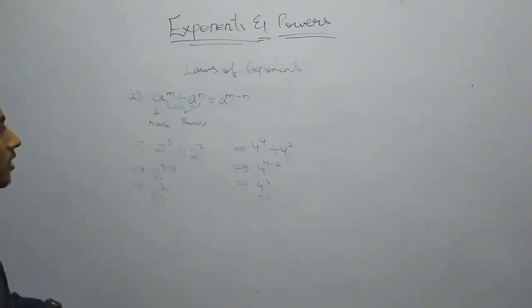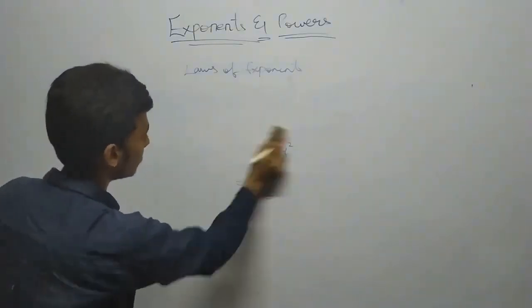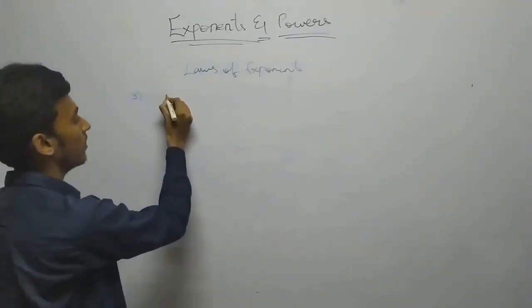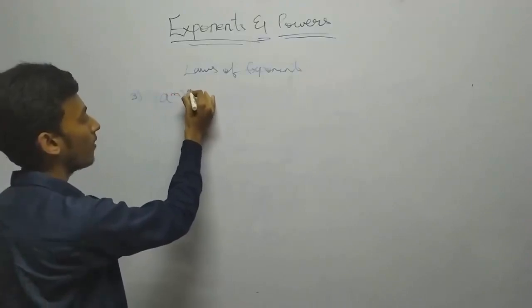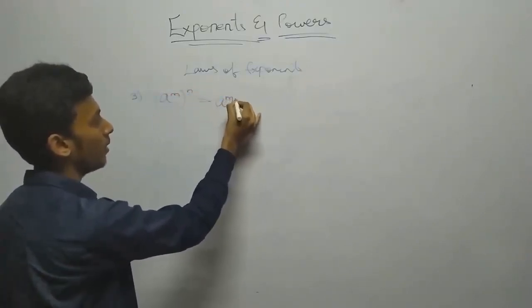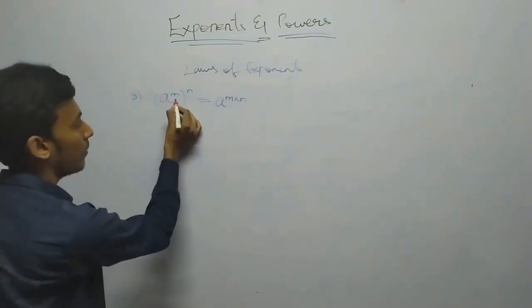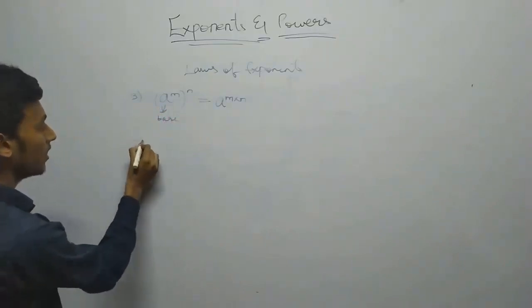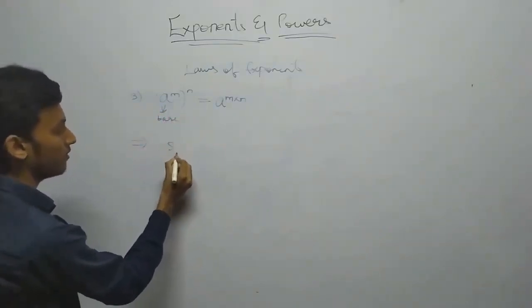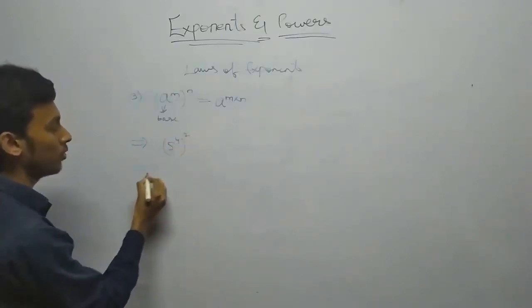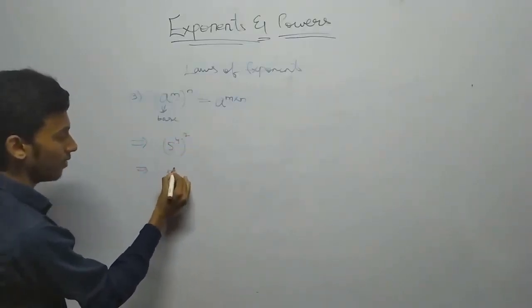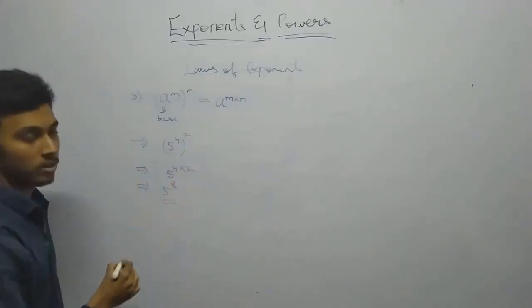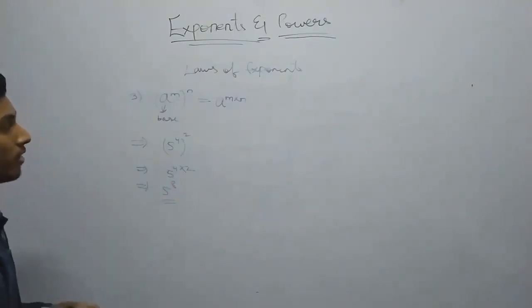Now we will be discussing the third law. The third law of exponents is a power m whole power n, which will be equal to a power m into n. Here both m and n are powers, and a is the base. Considering an example, 5 power 4 whole power 2 will be equal to 5 power 4 into 2. This will be equal to 5 power 8. This is the expansion using the third law of exponents.